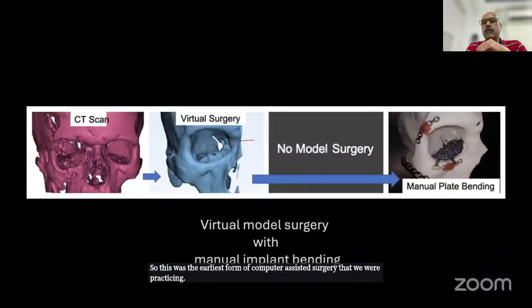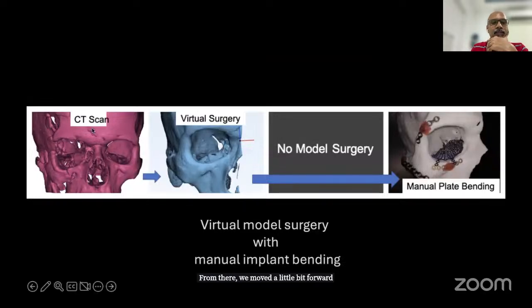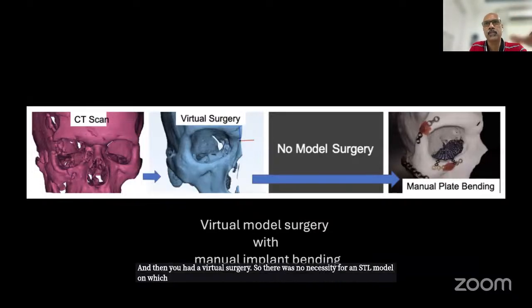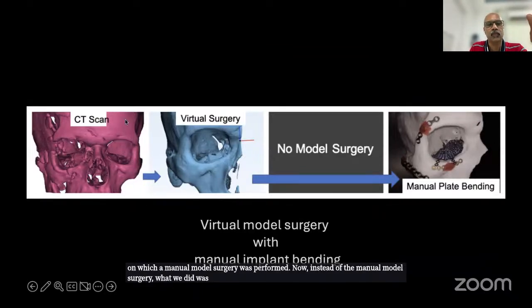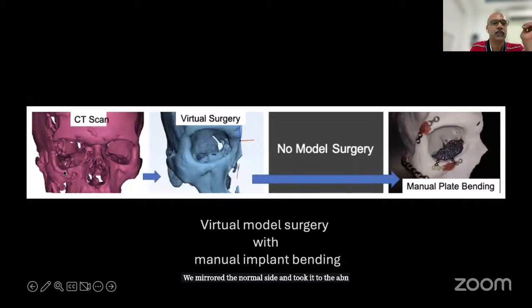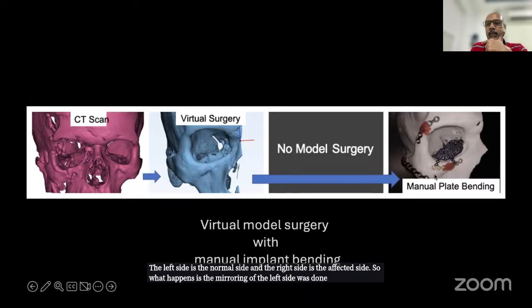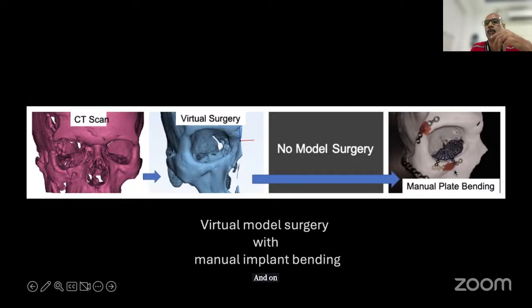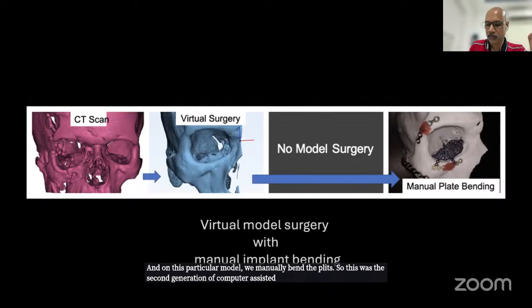From there, we moved a little bit forward, where you had the CT scan and then a virtual surgery. So there was no necessity for an STL model on which a manual model surgery was performed. Instead of the manual model surgery, we mirrored the normal side and took it to the abnormal side. For example, here, the left side is the normal side and the right side is the affected side. So the left side was mirrored and then taken to the right side. And on this particular model, we manually bend the plates. So this was the second generation of computer-assisted surgery that we were practicing.